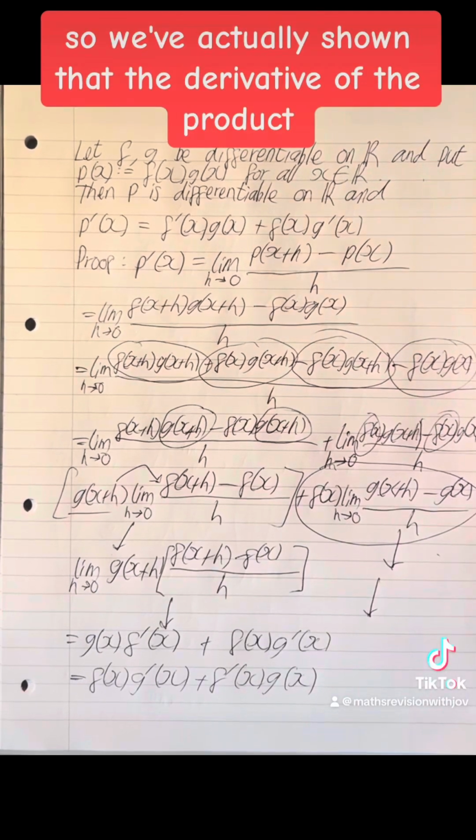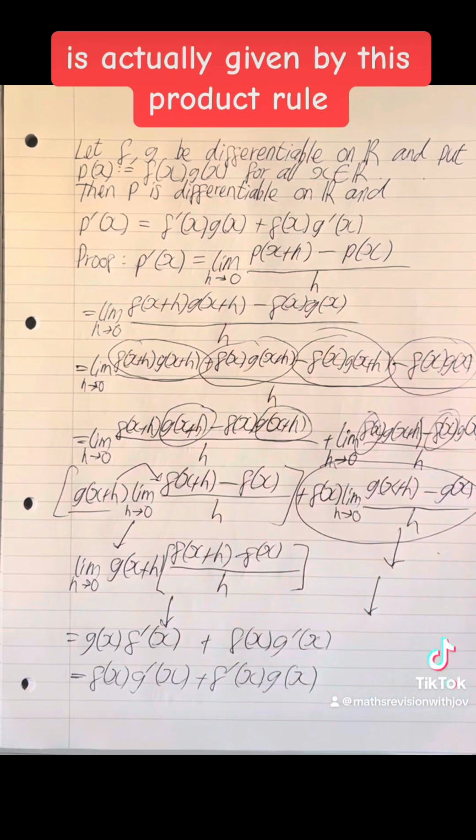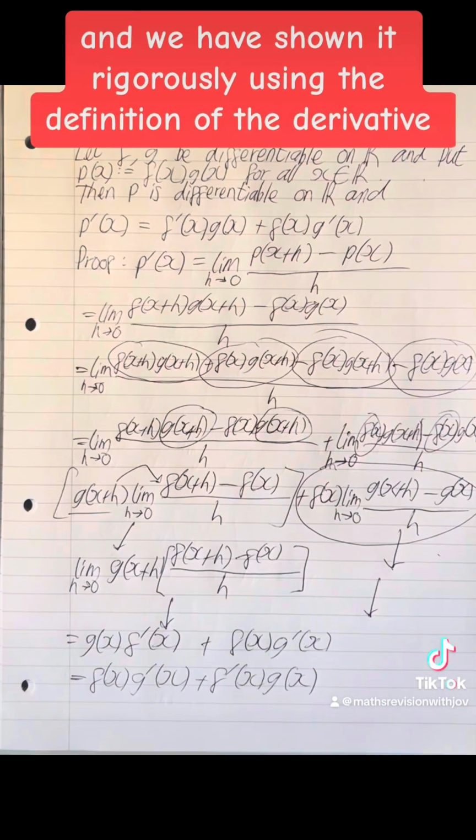So we've actually shown that the derivative of the product is given by this product rule, and we have shown it rigorously using the definition of the derivative.